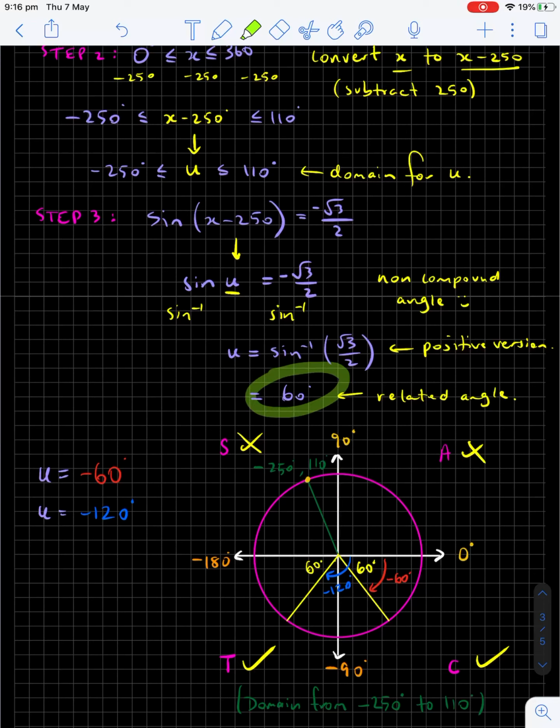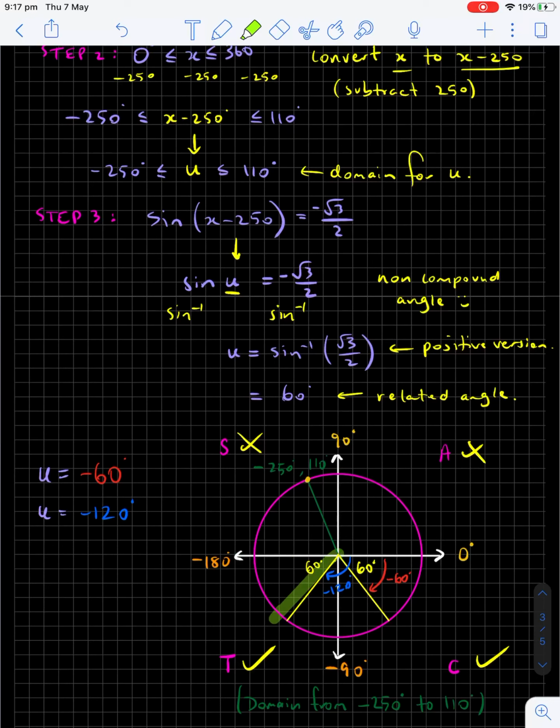Okay, so we want to make 60-degree angles. We want to make this angle first. That angle down there is going to be using the negative angles that we want, because we can go all the way to negative 250. So that's going to be the angle negative 60, that line there. So that's our first angle. And then the other 60-degree angle we can make is this one here.